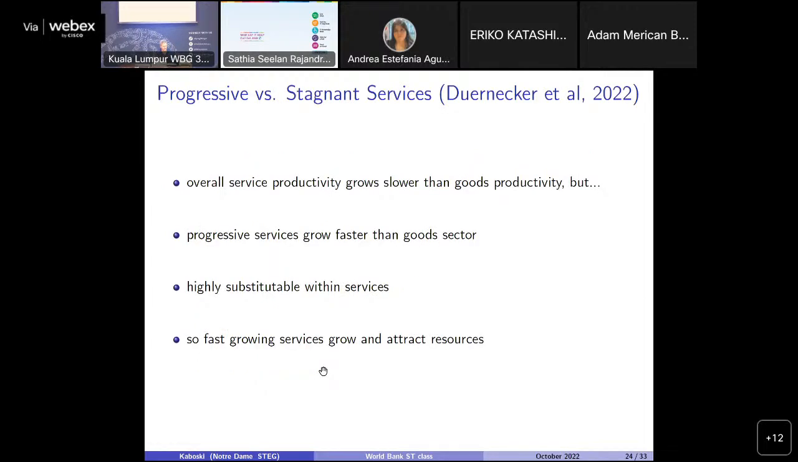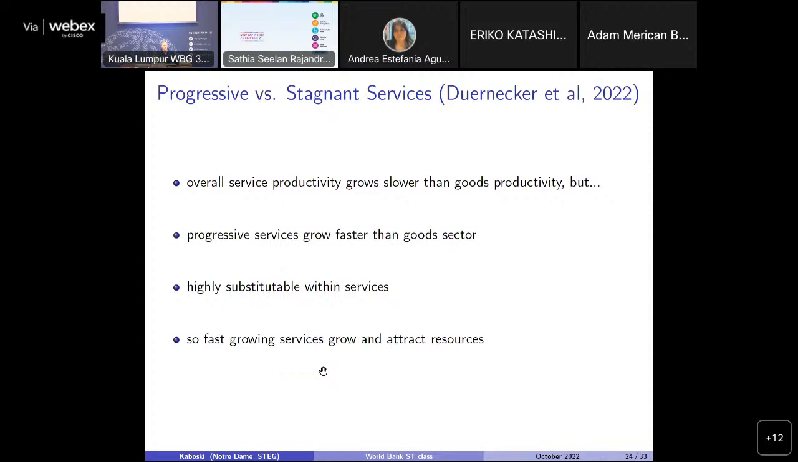So I'm going to just emphasize two different papers here. The first is a paper by Duernecker et al., which I think was recently published in the AEJ Macro. What they do is they break out services into what they call progressive services and stagnant services. They take the average productivity growth for the service sector, then they calculate productivity growth for every industry within the sector. Anything that's above the average, they lump into a category called progressive services. Anything that's below average, they lump into a category called stagnant services.